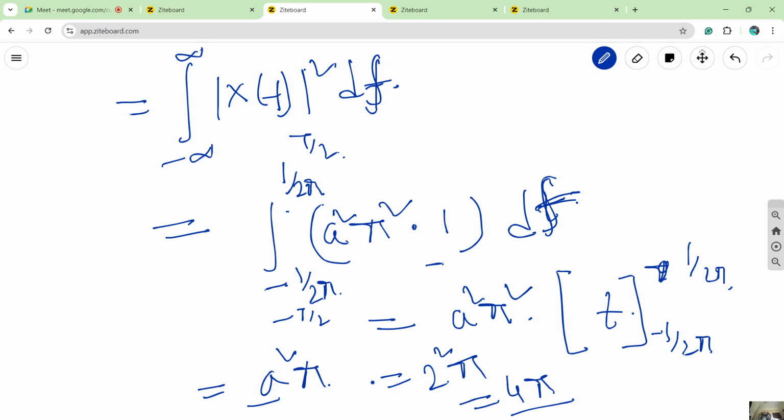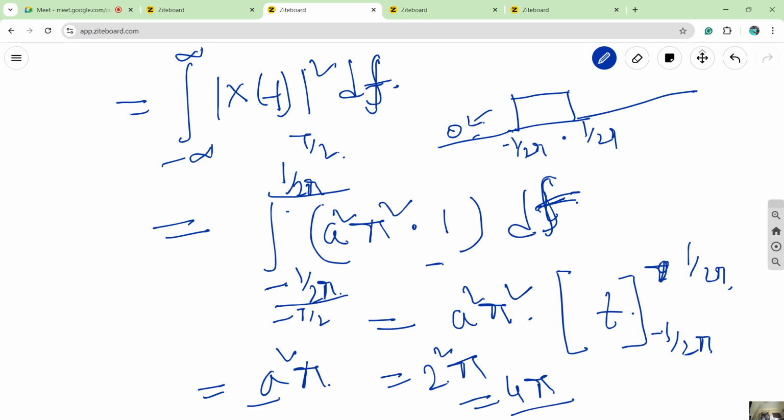Yes, f is from minus 1 by 2 pi to 1 by 2 pi because this is bounded by this rect signal. Even if you take anything beyond this point, that is 0. So that's why I took minus 1 by 2 pi to 1 by 2 pi. There is no point in taking other points. So basically, it is actually taking the area under this curve.